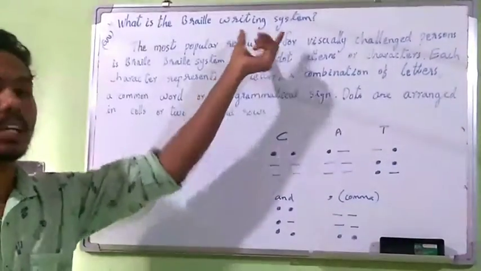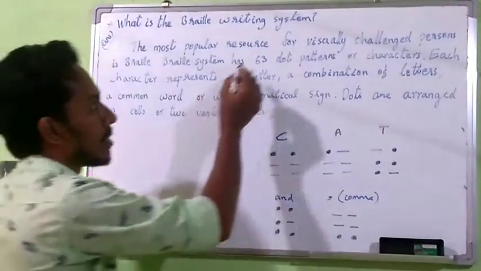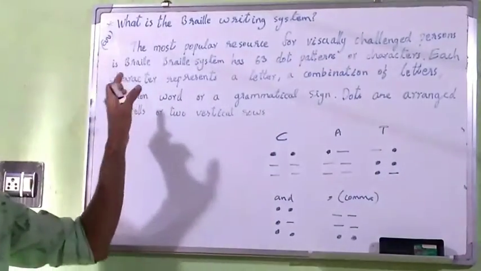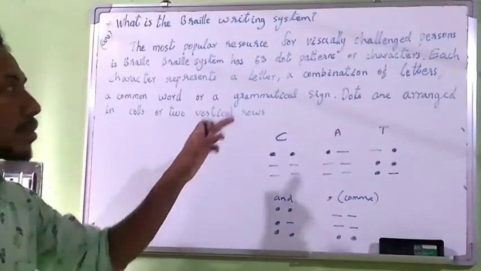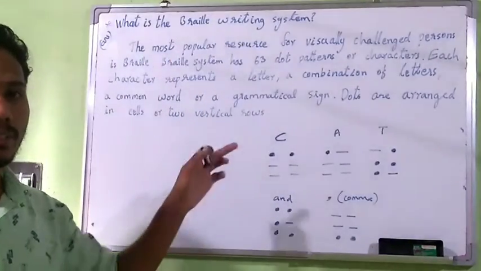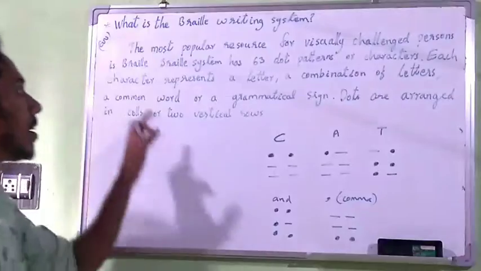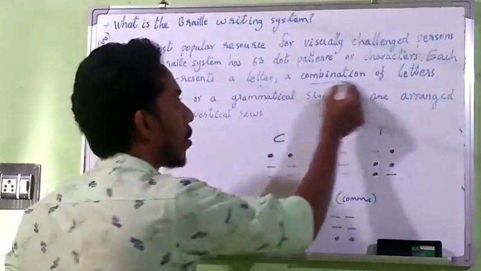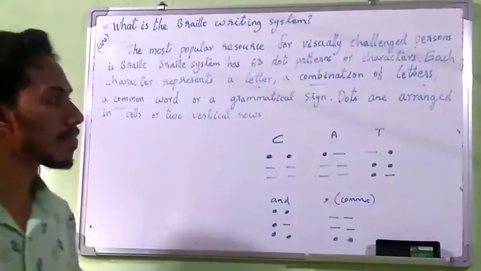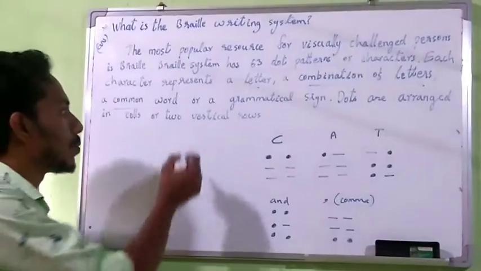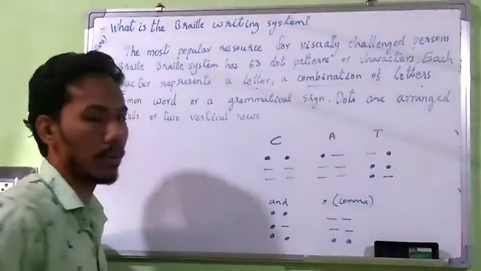Then what is the Braille writing system? It is a new system for blind persons. The most popular resource for visually challenged persons is Braille. The Braille system has 63 dot patterns or characters. It was introduced by Braille, who was a blind person. Each character represents a letter, a combination of letters, a common word, or a grammatical sign. Dots are arranged in cells of two vertical rows.